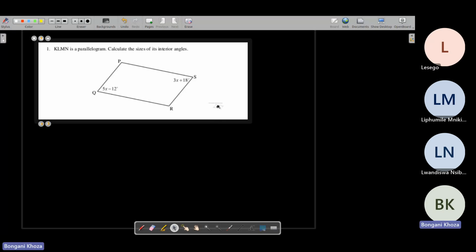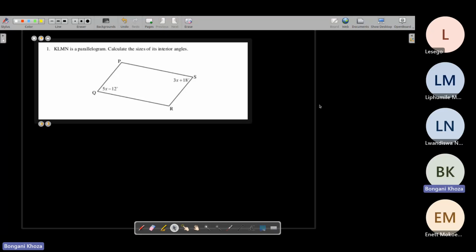Yes. All right. So I gave you guys a document that has a lot of questions for Euclidean geometry. This is the first problem. Here they've named this wrong. It's supposed to be PQRS. Let's change our pen to red. PQRS is a parallelogram.